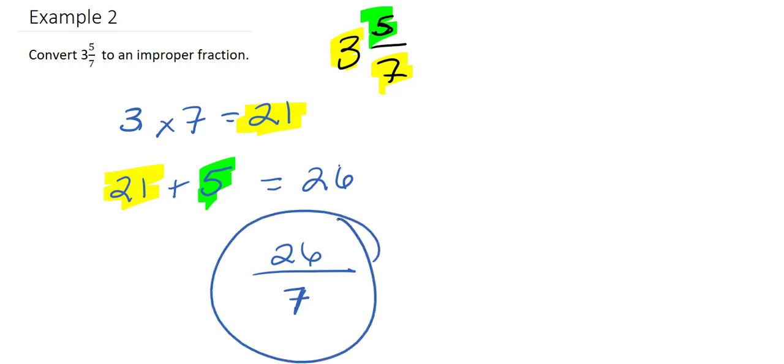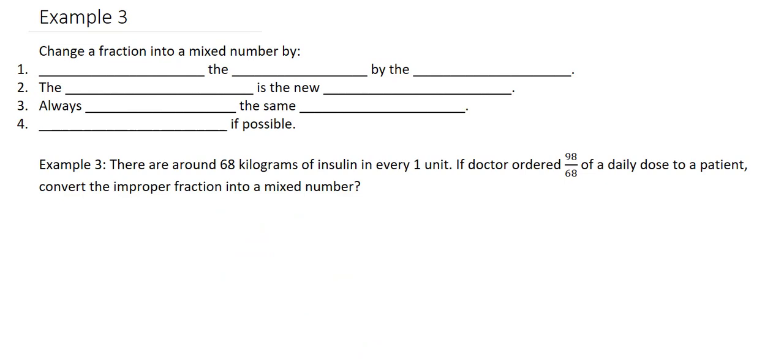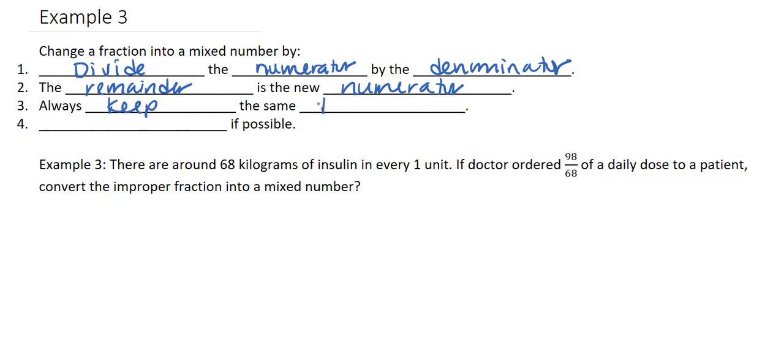Now let's go ahead and look at the next example. Example 3. We're going to change a fraction into a mixed number. And we do this by dividing the numerator by the denominator. And then the remainder is the new numerator. And we always keep the same denominator. And then we can reduce if possible.